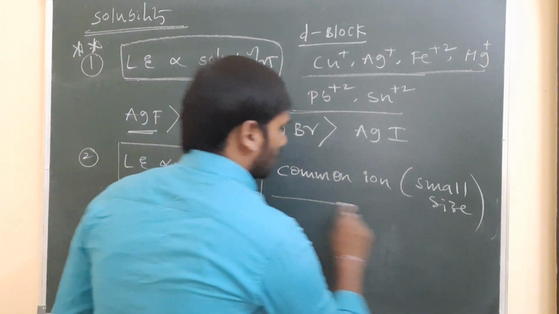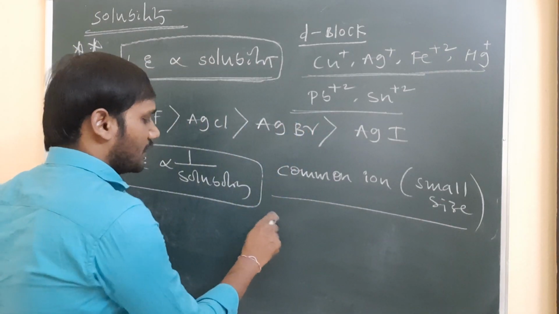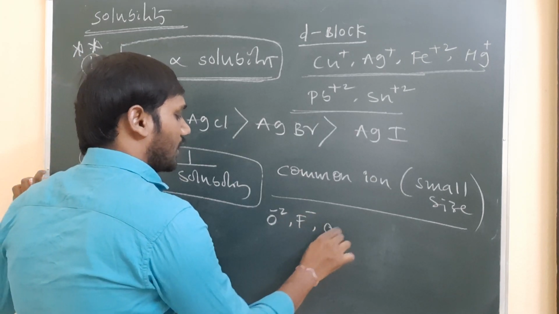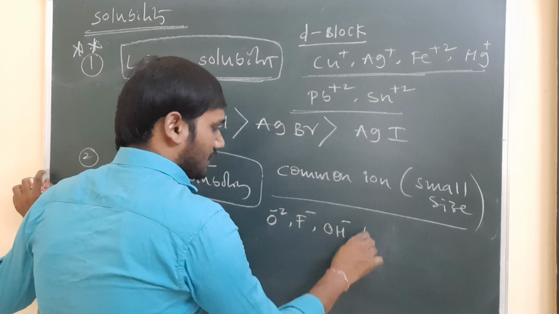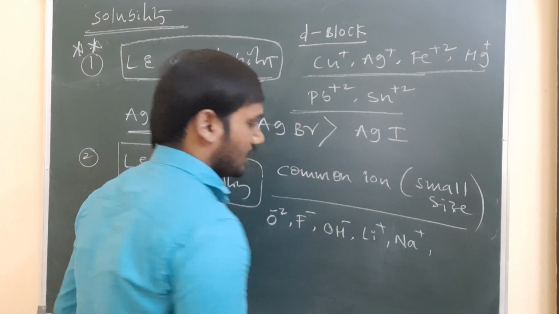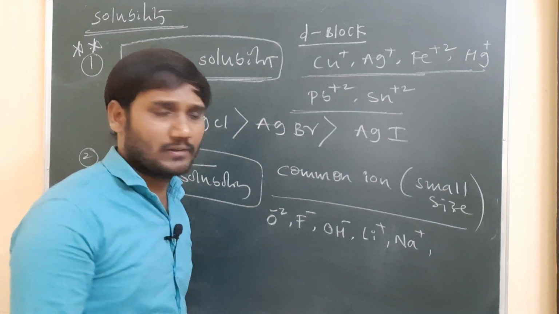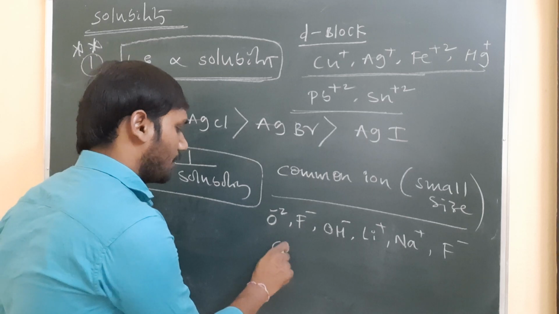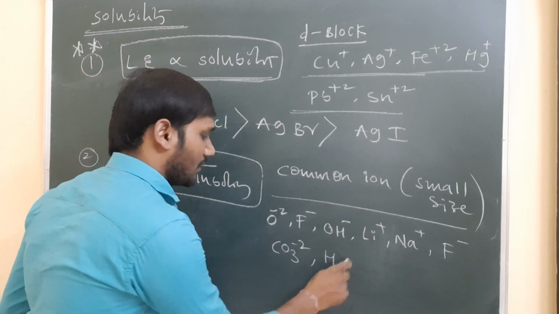Then small ions means what you have to take? Small ions means oxide we can take, fluoride we can take, hydroxide we can take, next lithium, and sodium we can take, next fluorine we can take. Okay, next carbonate, next bicarbonate.